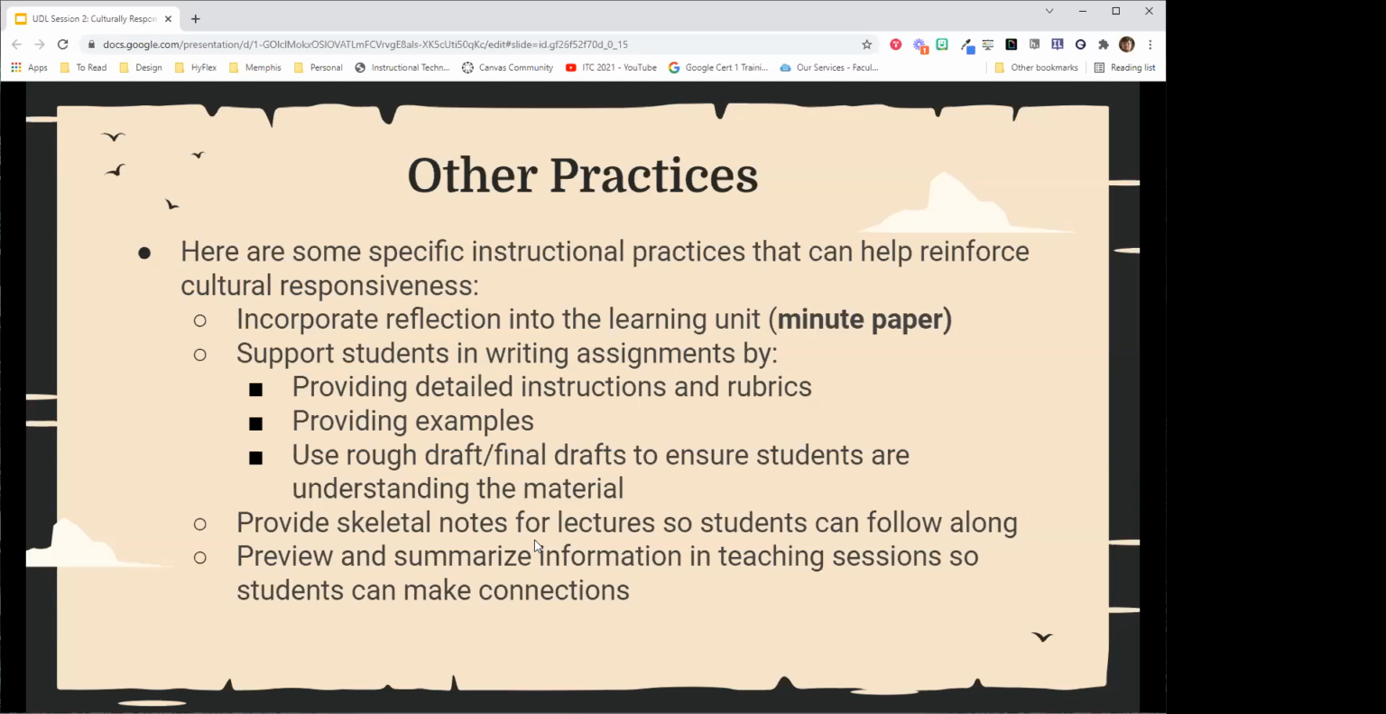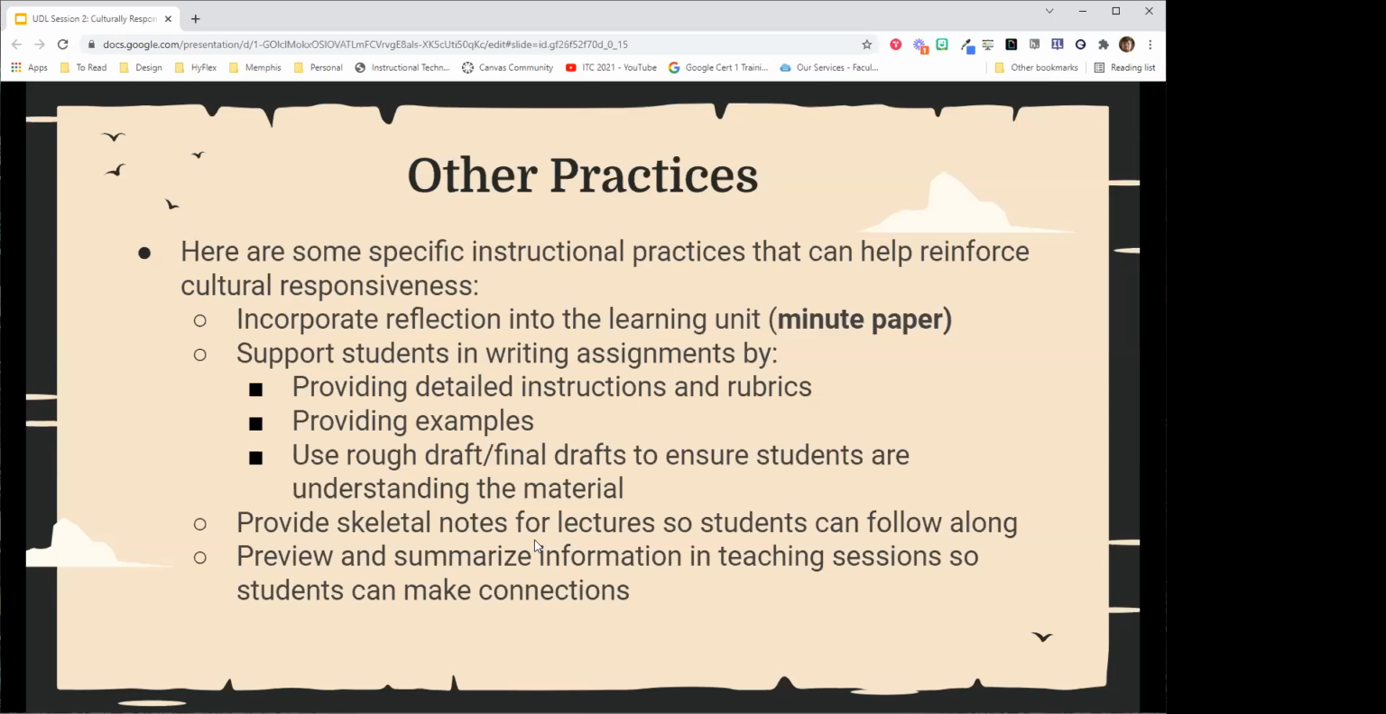You can also use things like rough draft, final draft structures to ensure students are understanding the material. I've always been a proponent of providing rough drafts for hard concepts or for hard exams or hard assignments and topics and objectives, because I want to make sure that they understand it. And if all I'm getting is the final draft, then I never had the opportunity to provide the robust feedback they need to be successful in the end. And so using a rough draft, final draft structure can help do that.